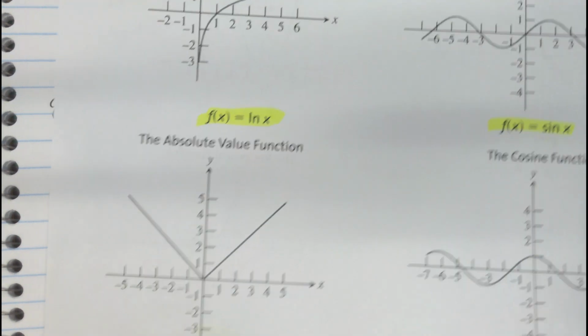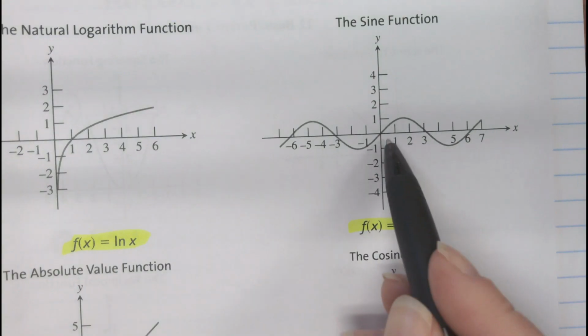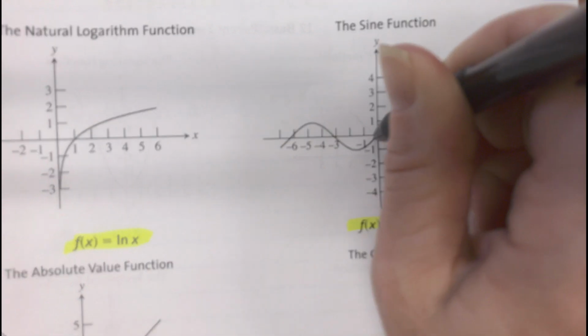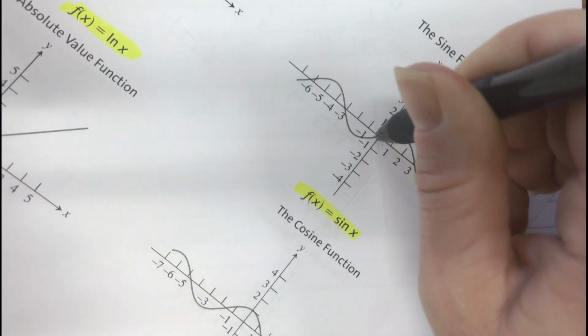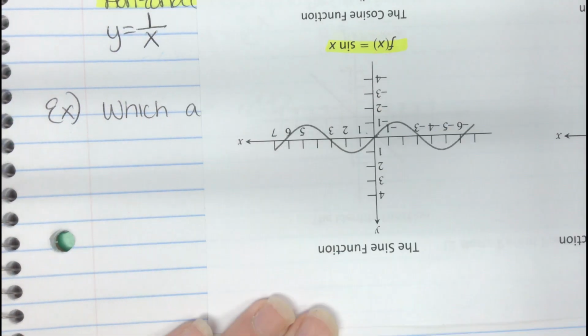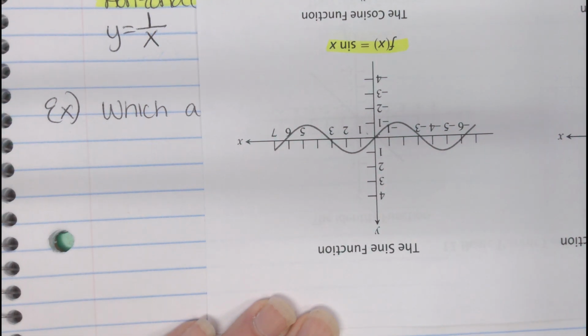I'll give you one that's odd just for the heck of it. Do you see sine right here? I'm going to put my pen right on 0, 0, and I'm going to rotate my paper 180 degrees. Do you see how the function looks exactly the same? That would be visually how you do it.